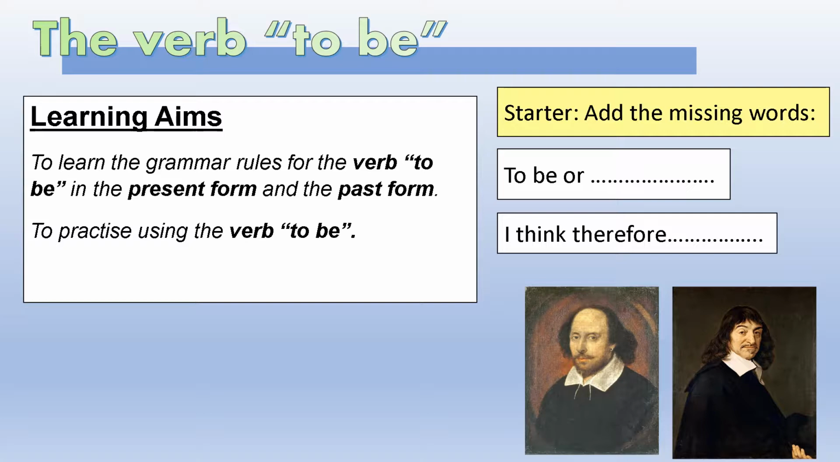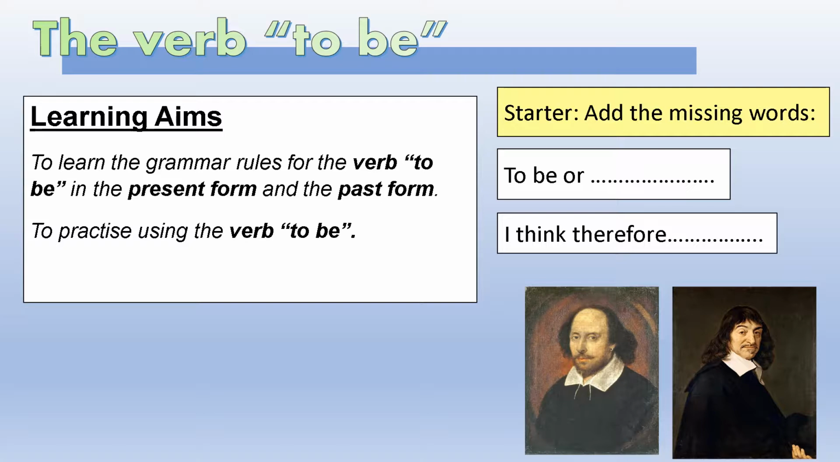This lesson is on the verb to be. The learning aims are to learn the grammar rules for the verb to be in the present form and the past form, and to practice using the verb to be. There are 4 activities for you to try in this lesson.